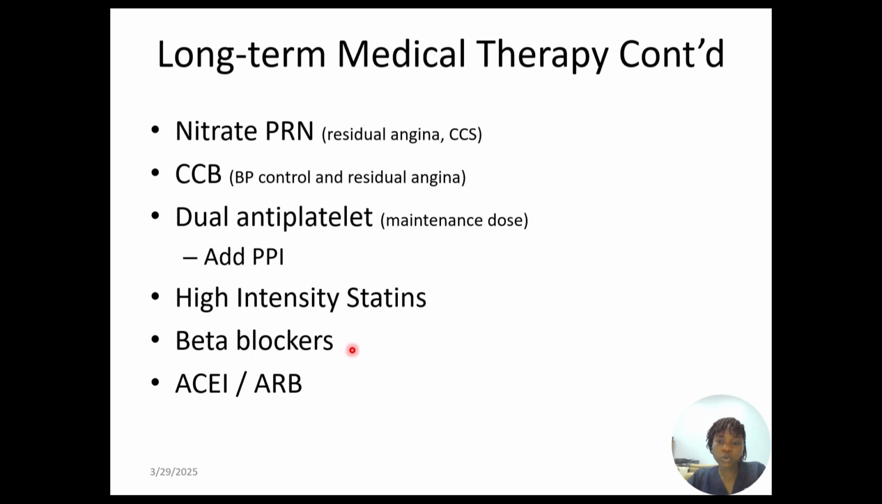Beta blockers should be continued to ensure that the myocardial oxygen demand is reduced, and also the myocardial ischemia and infarction is limited. ACE inhibitors are important to prevent cardiac remodeling. For those patients who can't tolerate ACE inhibitors, ARBs are indicated.